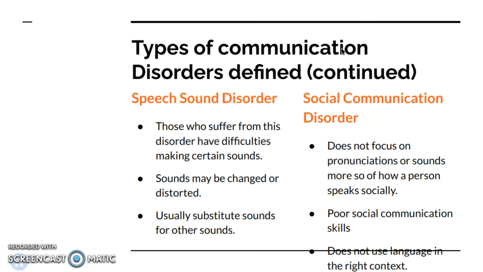And last one is social communication disorder, also known as pragmatic. This doesn't really focus on the pronunciation or the sounds of the words, more so on how the person speaks socially or in a crowd. They have poor social communication skills. They could be very fluent in reading when they're by themselves or when they're with their friends. They could speak normally, but once they have to make a presentation or something, they start getting nervous and then they don't use the words properly.